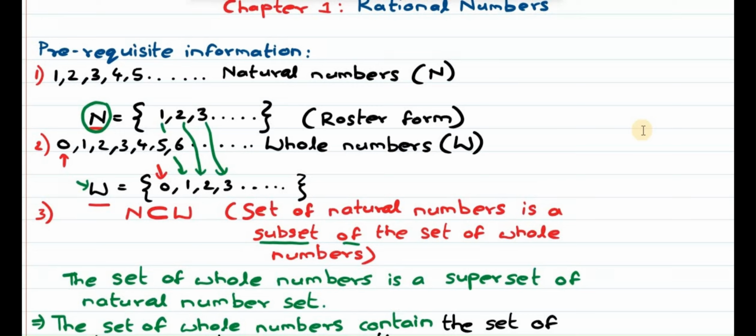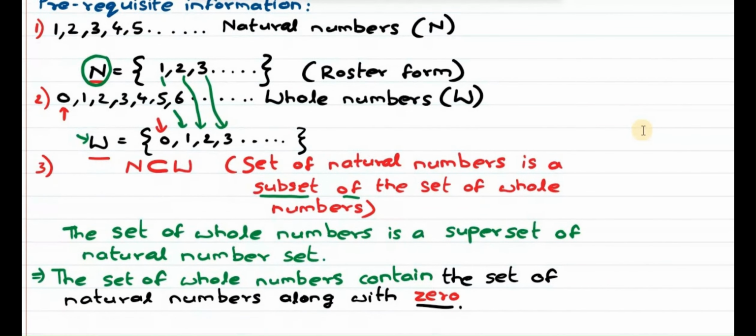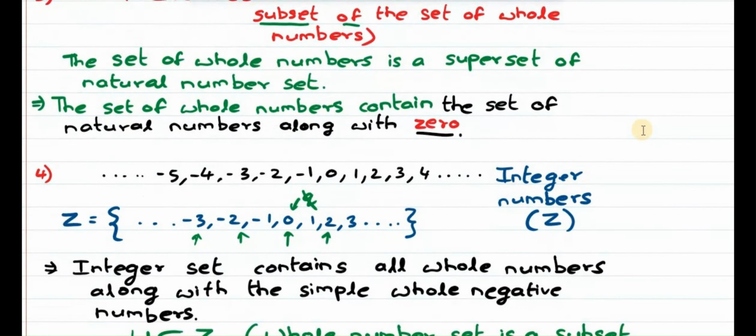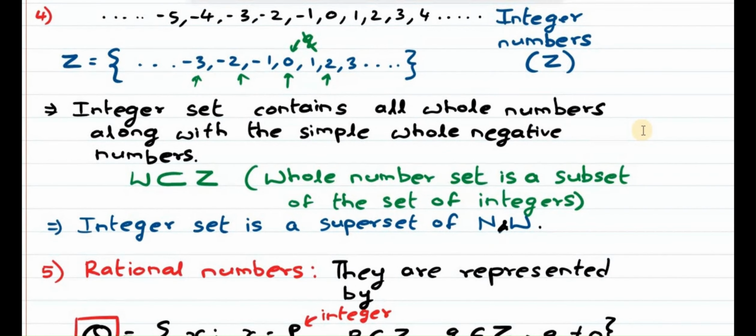So earlier we learned all the prerequisite knowledge that is needed for the chapter rational numbers. First we learned about natural numbers, which start from 1, 2, 3 onwards. Then we learned whole numbers, which start from 0 onwards, 0, 1, 2, 3, 4 onwards. And then we compared the natural numbers with the whole numbers. And then we learned some things about integers and how they are a superset of both natural numbers and whole numbers.